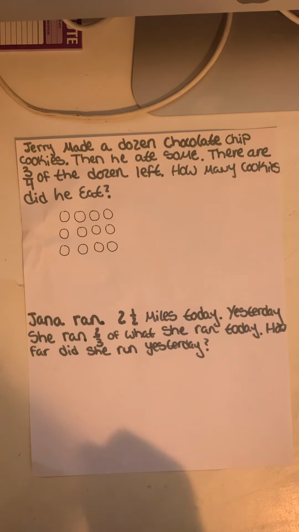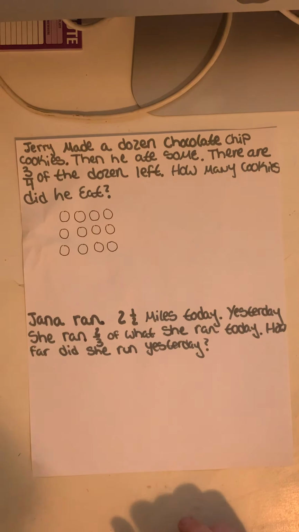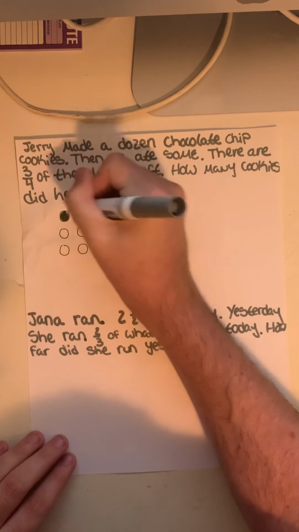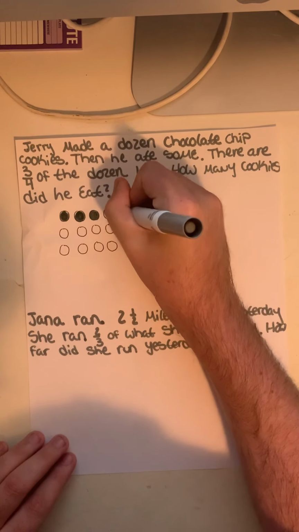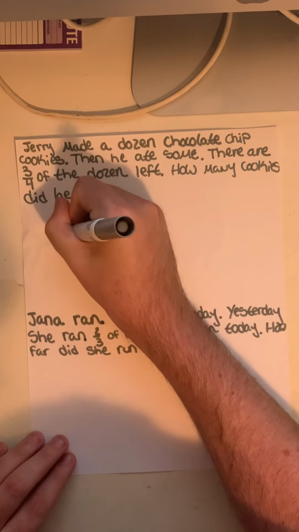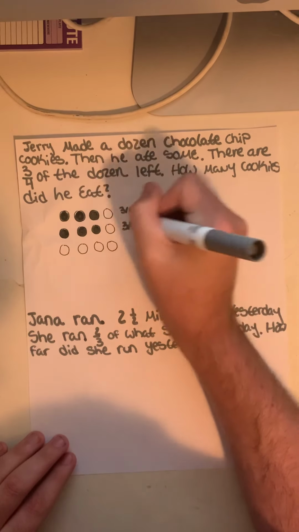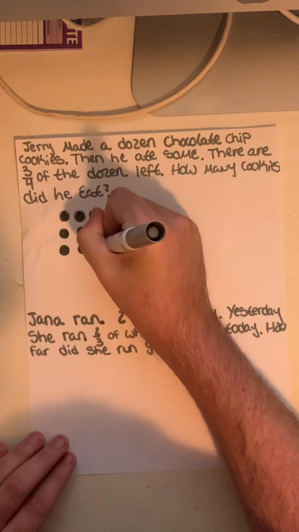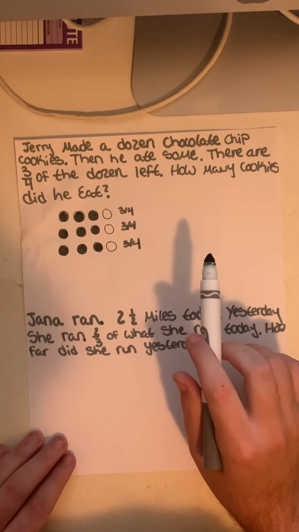Now it says there are 3/4 of the dozen left. So what we're going to do is shade what we have left. So 3 out of every 4 is left. So that's 3 out of 4. 1, 2, 3. 3 out of 4. 1, 2, 3. 3 out of 4.